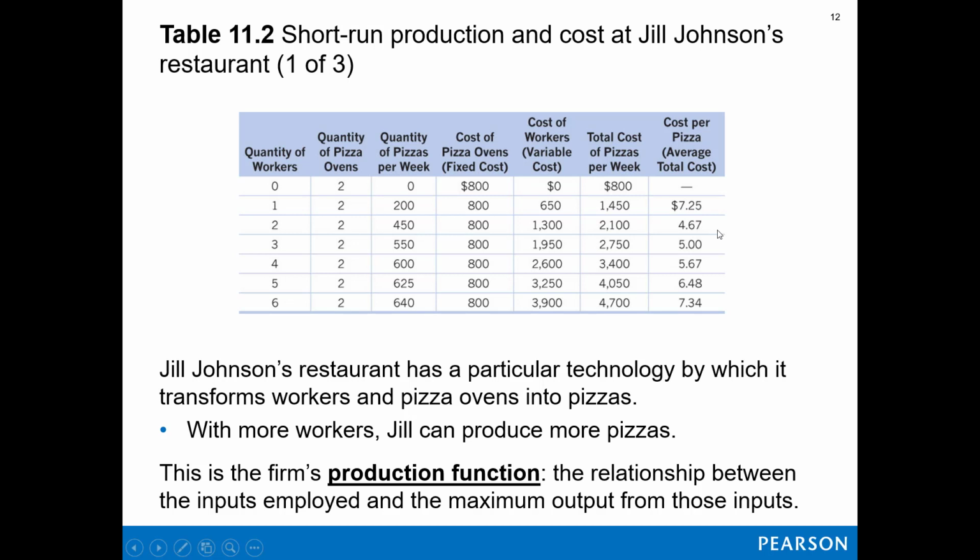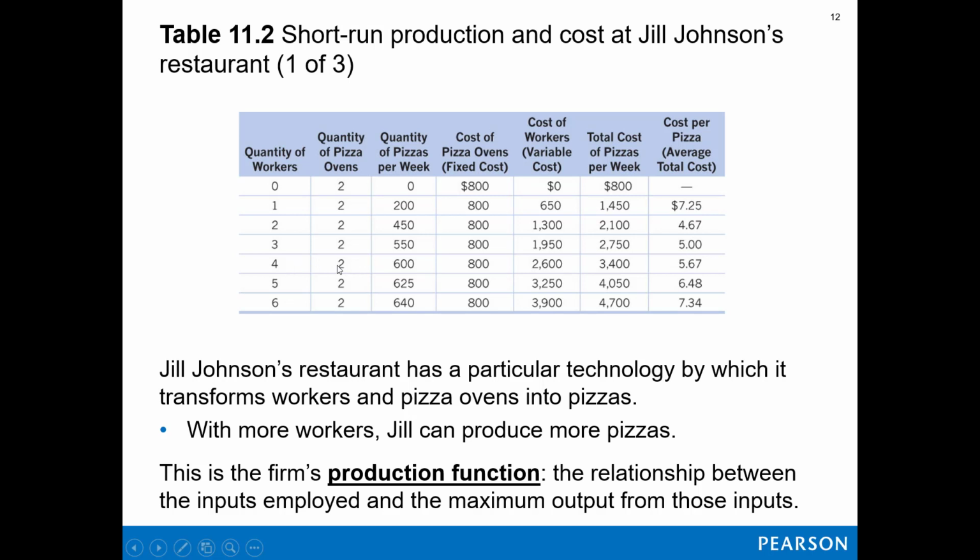So then we get all the way over, and the average pizza cost, because wages went up but pizza ovens stayed the same, is $467. Now 3 workers, 2 pizza ovens, the quantity of workers per week, the output, and they're producing 2,750. That's $5 is the average cost.